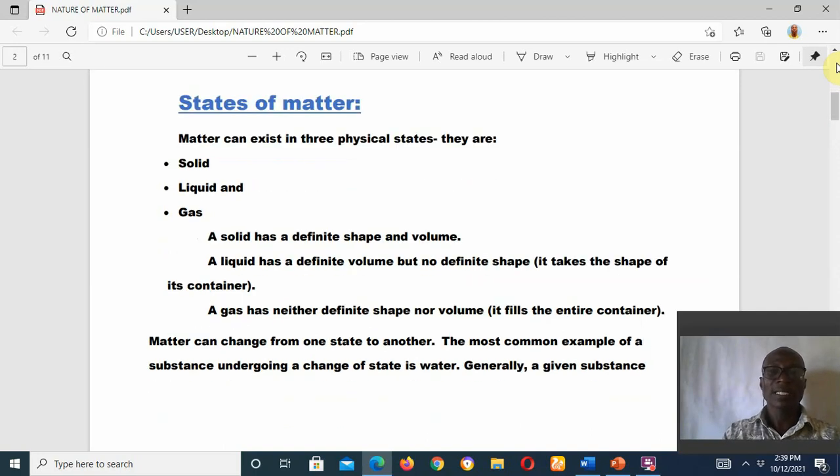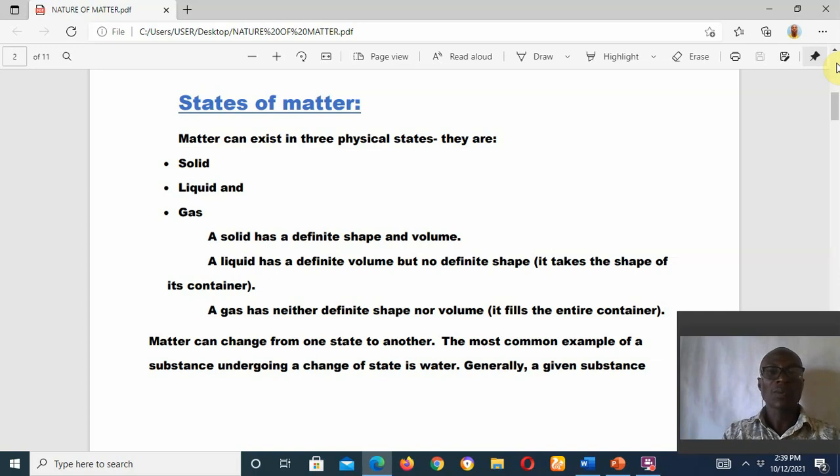A solid has a definite shape and volume. A liquid has a definite volume but not definite shape. But a liquid can take the shape of the container in which it is occupying. A gas has neither definite shape nor volume, but in whatever container a gas is, it fills the entire container.